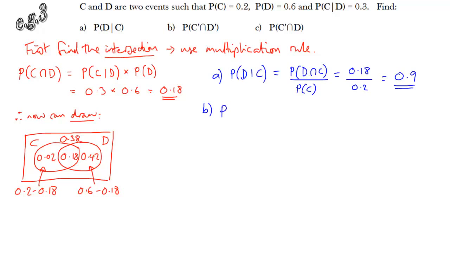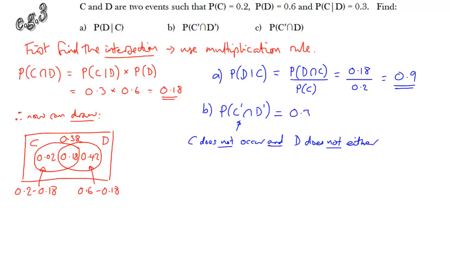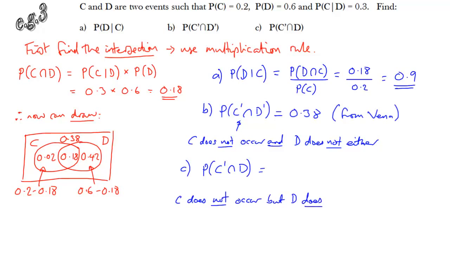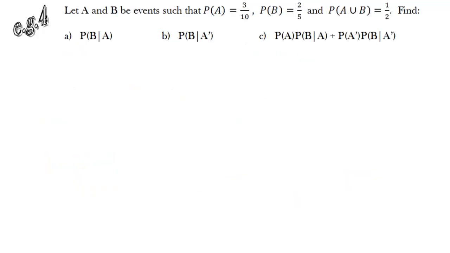Now if you look at part B, the intersection of not C with not D, to do this just think about what it means. Not C means that C doesn't occur, and not D means that D doesn't occur either. So the only bit of the diagram that corresponds to that is 0.38. We can do that straight away from the Venn diagram with no more working required. Part C is similar, the intersection of not C with D. So C doesn't occur and D does occur. So that's 0.42, the only part that's outside of C but inside of D. You may need to pause and review that at this point.